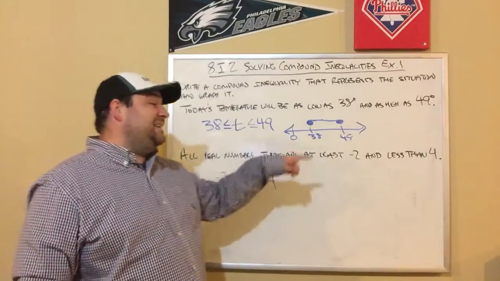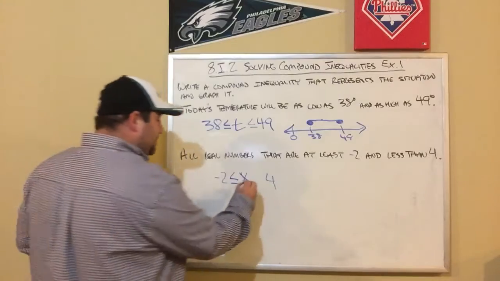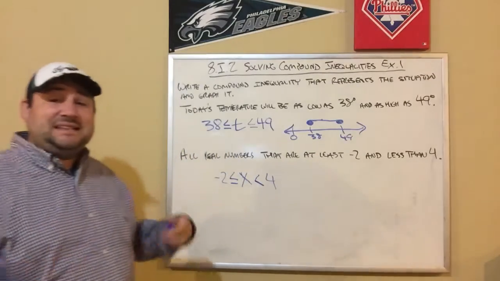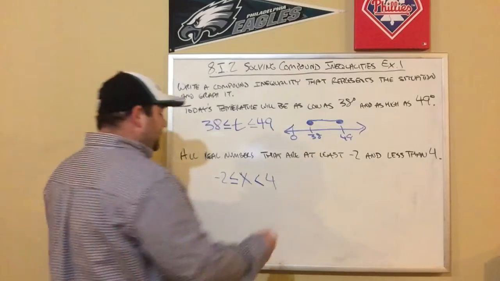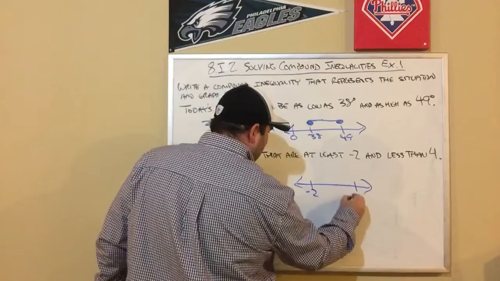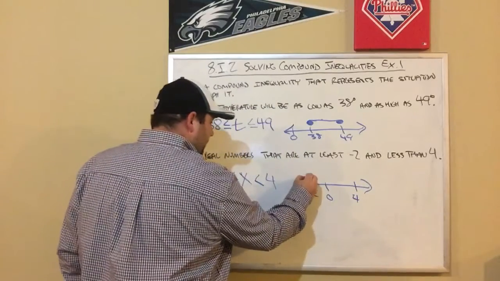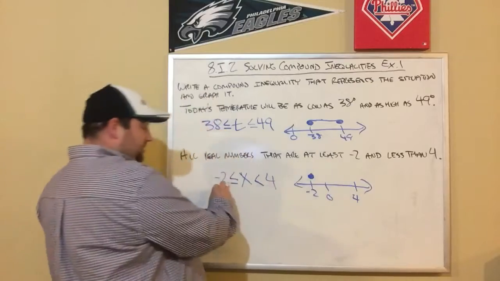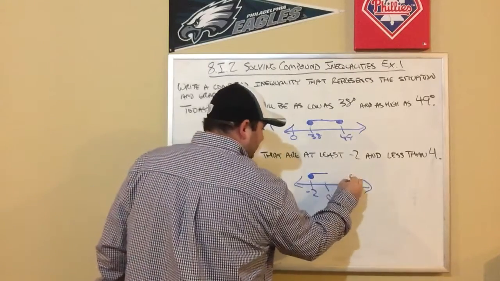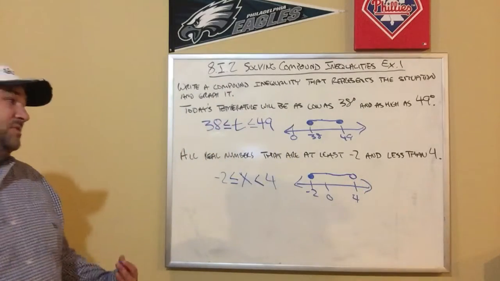But then it says and less than 4. So it can't be 4. It has to be less than 4. So this is just going to be a less than symbol. It can't be equal to 4 because it says less than 4. So when I go to graph this one, I'll put -2, I'll put 4, I'll put 0 in the middle. -2 is equal to, so I fill in my circle. Less than 4, I don't fill in this circle, it's less than. So they meet there, and that shows our answer.